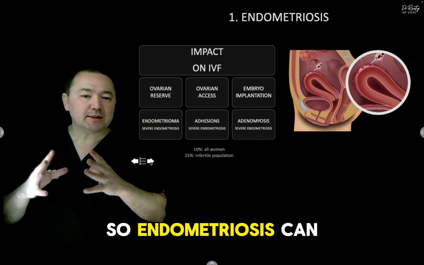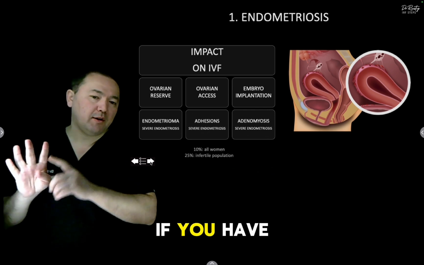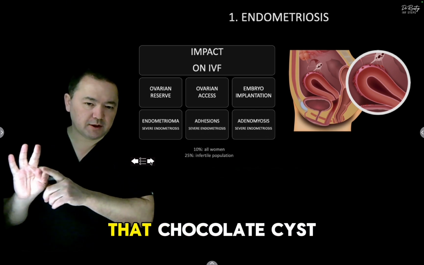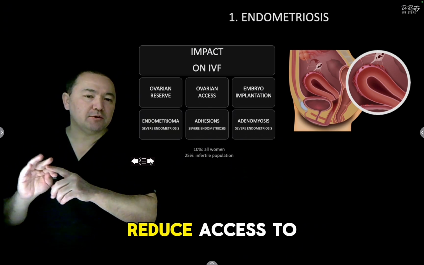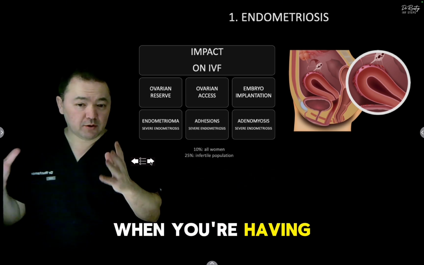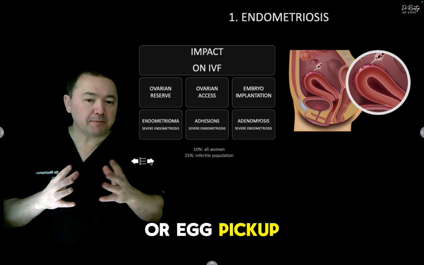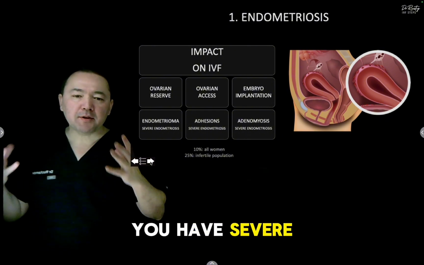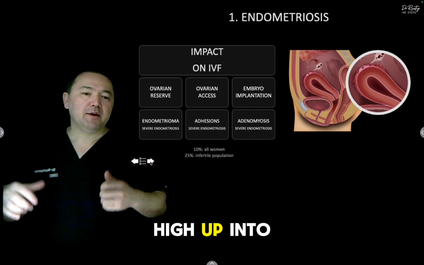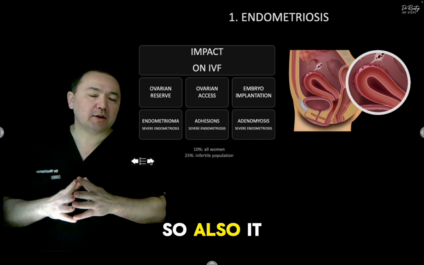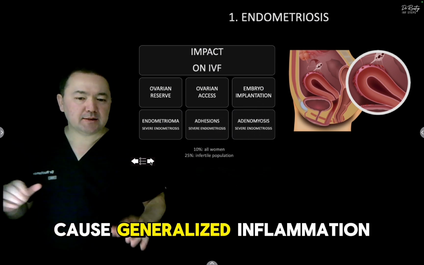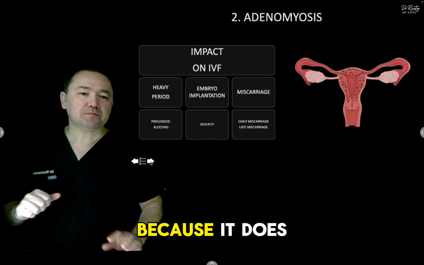So endometriosis can reduce your ovarian reserve if you have chocolate cysts on your ovaries, and if you have an operation for that chocolate cyst. Second, it can reduce access to ovaries, which may make it difficult to see ovaries when you're having an ultrasound scan during IVF or egg pickup. This happens if you have severe endometriosis, stage 3, stage 4 endometriosis, pulling ovaries high up into the abdomen. Also it can reduce your chance of implantation because it does cause generalized inflammation of the uterus.